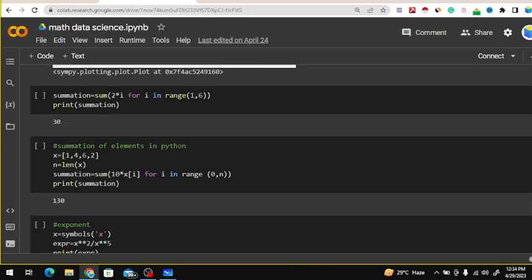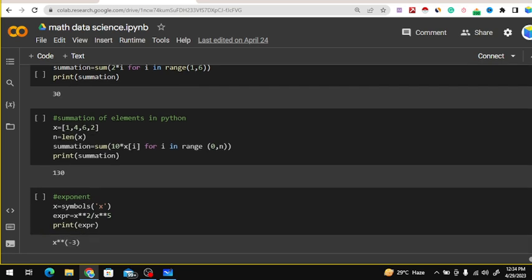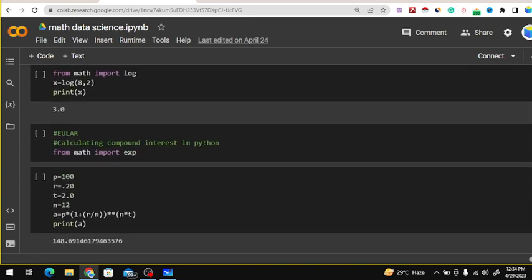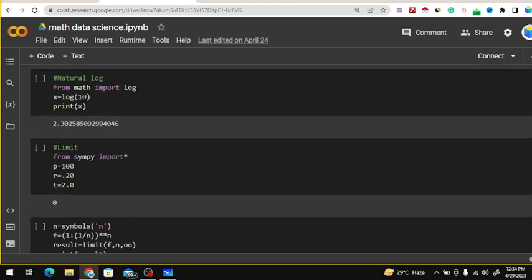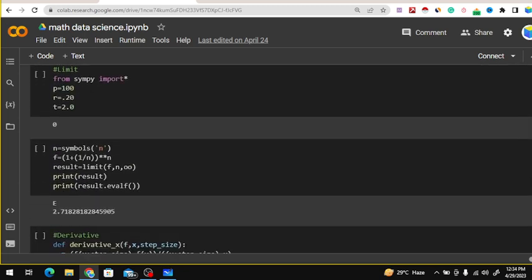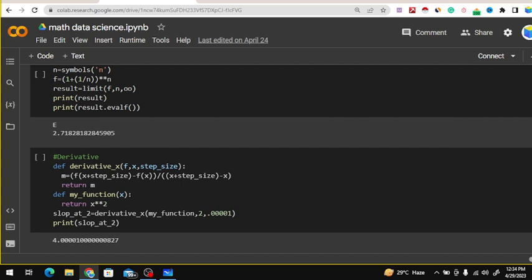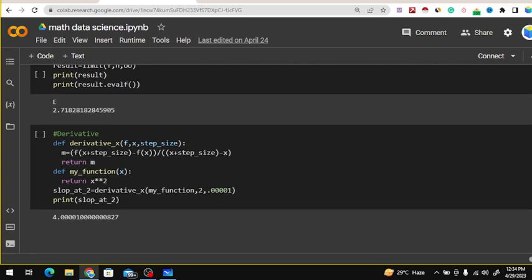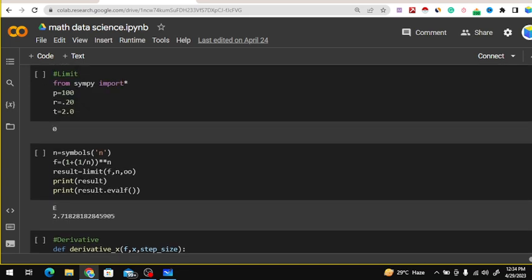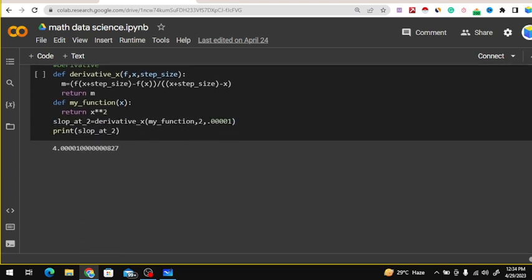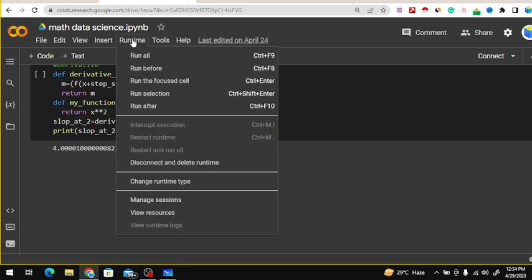I have also discussed the exponential form, and we can plot it like this. We discussed summations of elements in Python, exponentials, and Euler's number. I also discussed the basics of limits and derivatives. So if you are familiar with this, let's first try to run all.